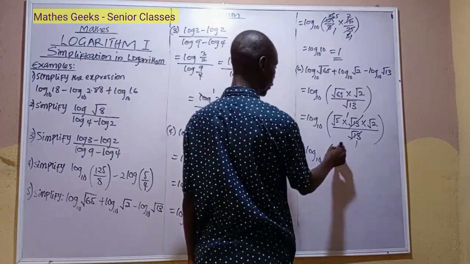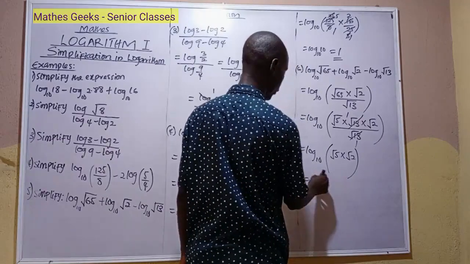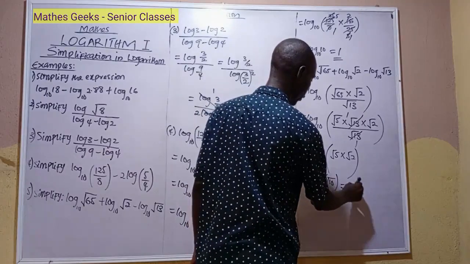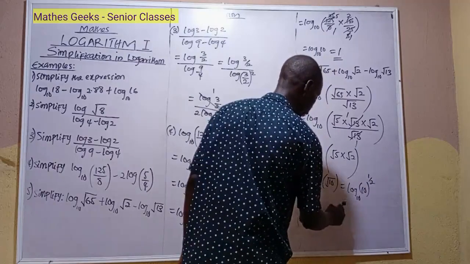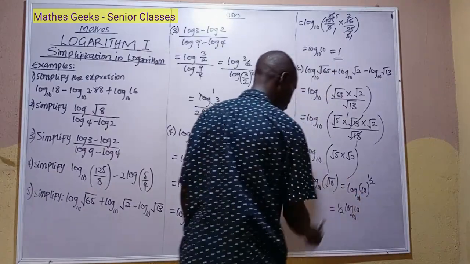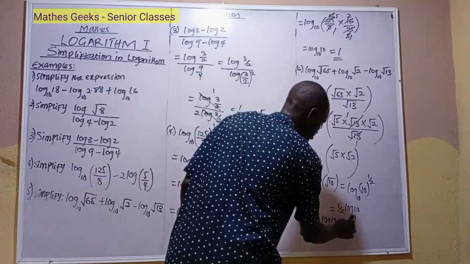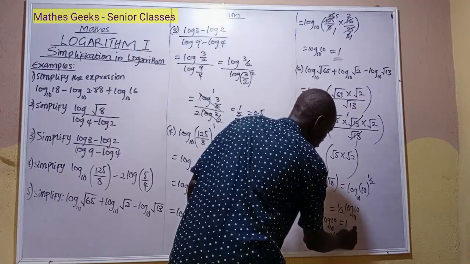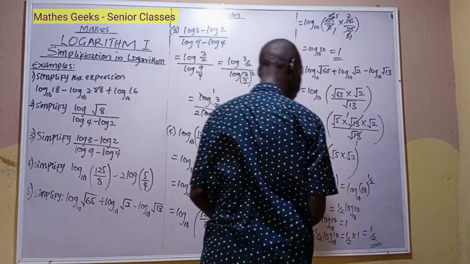log 10 root 5 times root 2. And this will give me log 10 root 10, which will give me log 10 raised to 1 over 2. And this will give me 1 over 2 log 10. Say both log 10 to the base 10 is equal to 1. So therefore 1 over 2 log 10 is equal to 1 over 2 times 1, and that's equal to 1 over 2.